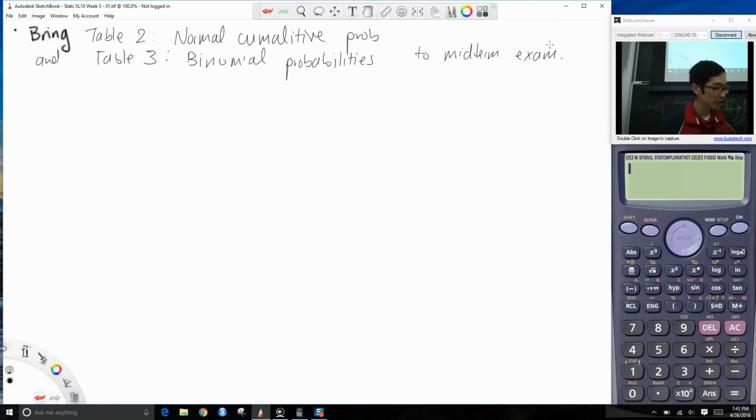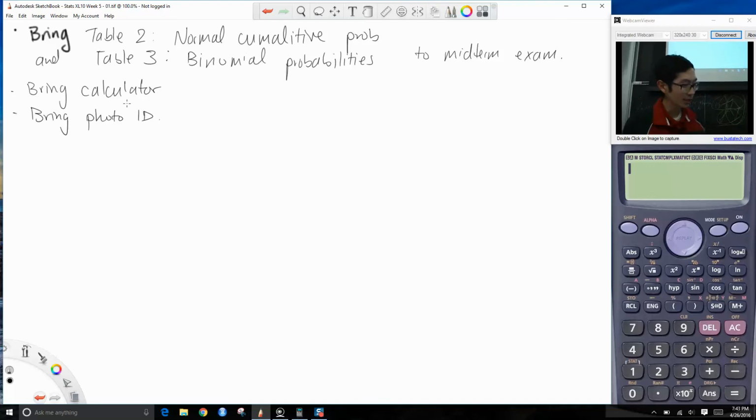You'll need, of course, your calculator. Also, bring your calculator. Bring an ID, photo ID. Okay, I know it sounds silly, but there were incidents in the past, so now I have to make everybody bring some kind of photo ID, okay?